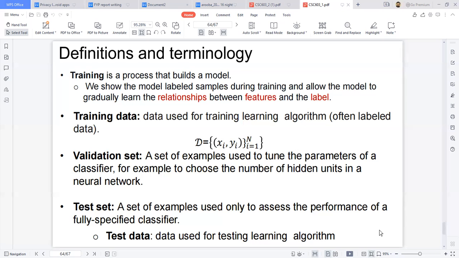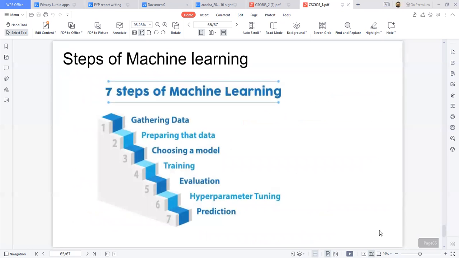Yeah, it's clear. Okay. So these are 7 steps of machine learning. We have to gather the data. We have to do some pre-processing, like remove some missing values, remove the noise, and remove the outliers. And we have to normalize the data. These are different techniques to prepare the data.